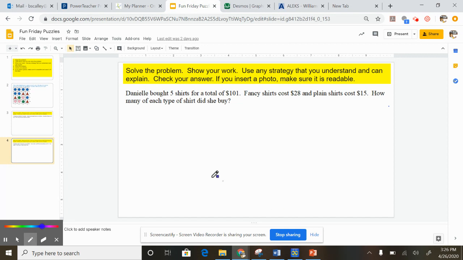So Danielle bought 5 shirts for a total of $101. Fancy shirts cost $28 and plain shirts cost $15. How many of each type of shirt did she buy?